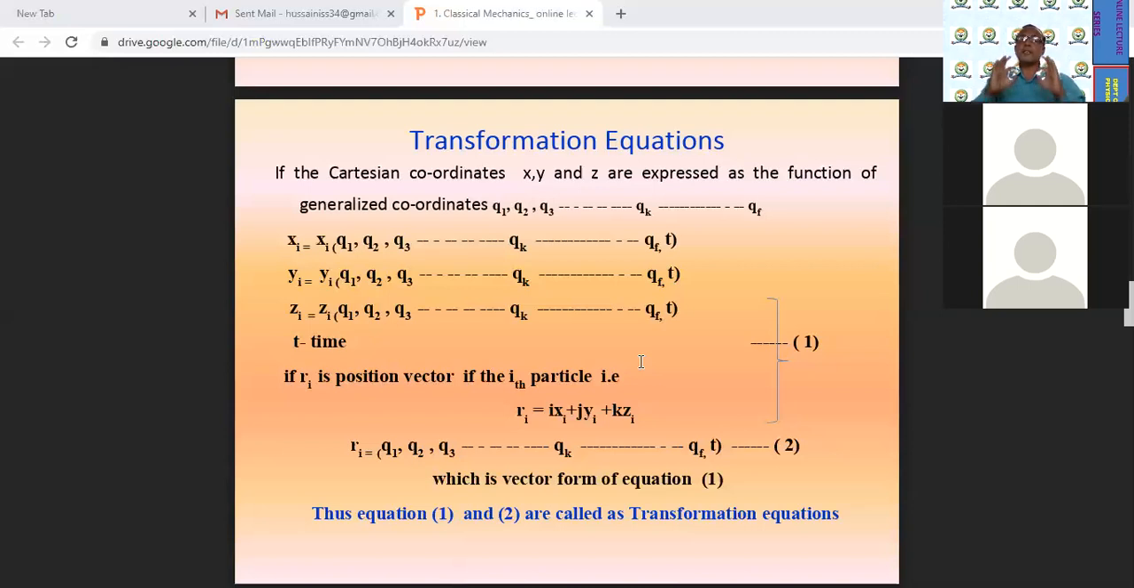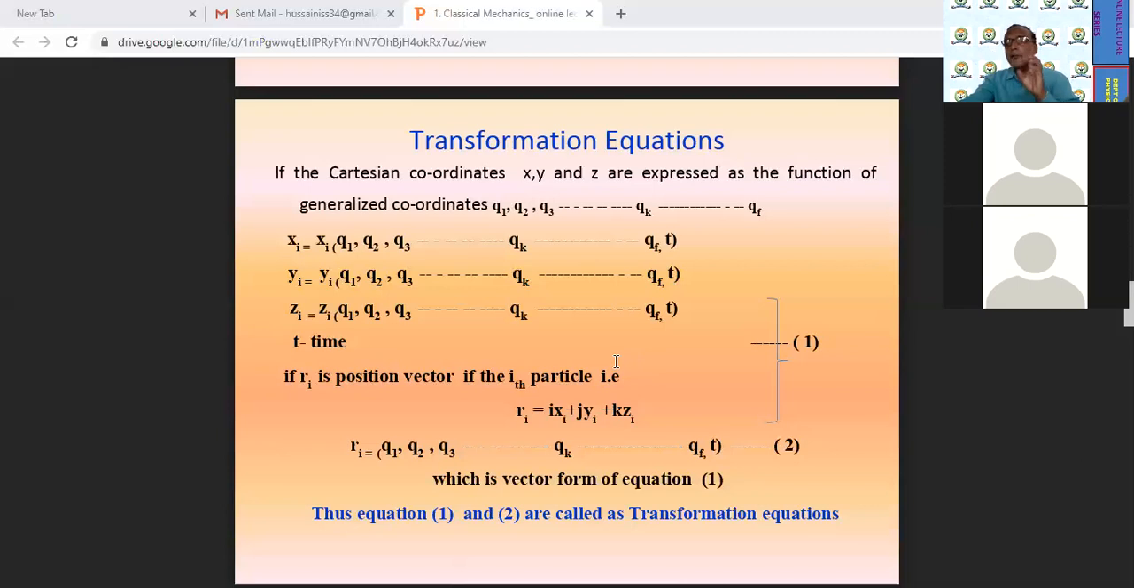So transformation equation in short, what is this? This is the equation which defines the relation between the generalized coordinates and the Cartesian coordinates. That is, x is equal to x of q1, q2, q3, qf and t, or y is equal to y of q1, q2, q3, qf and t, and so on. Or in general, r is a function of q1, q2, q3, qk, qf and t. These equations 1 and 2 are called the transformation equations.